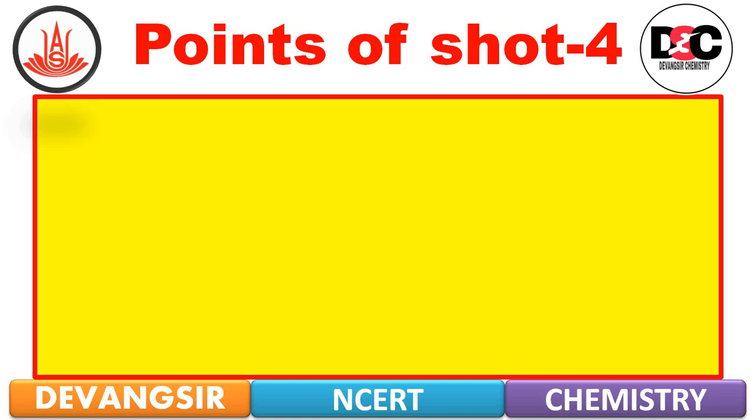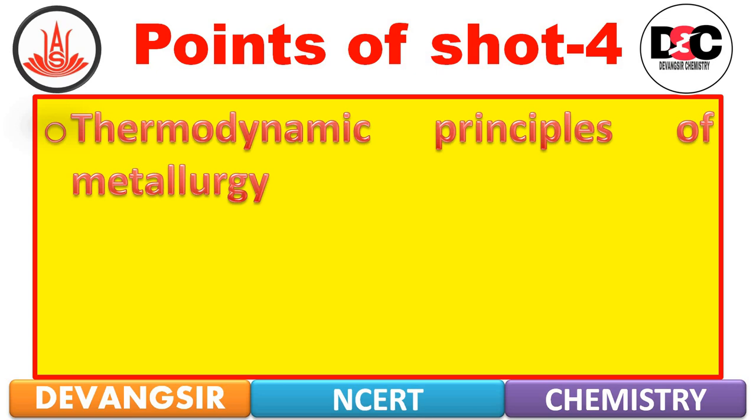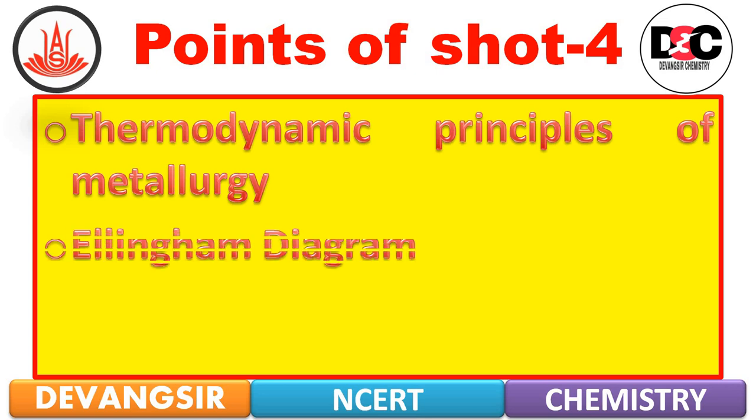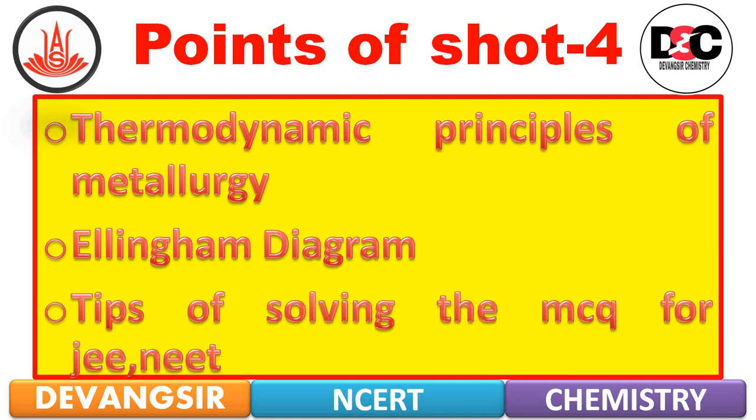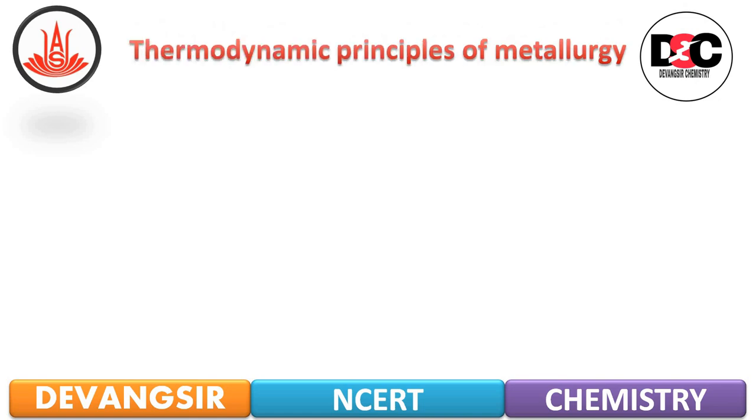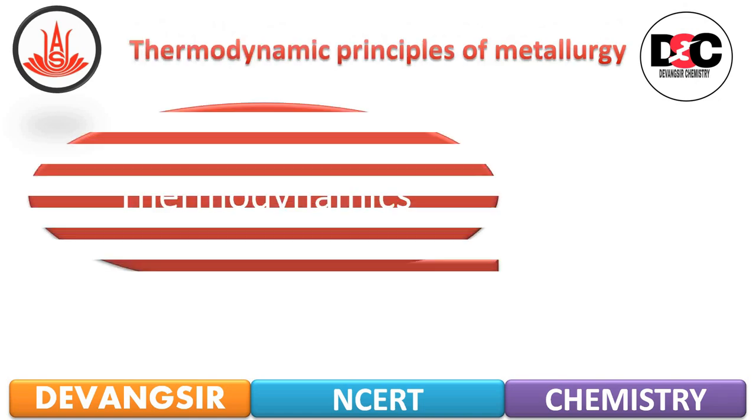Now in this short 4, I'll brief you first on what we are going to discuss. First we'll start with the thermodynamic principles of metallurgy, then the Ellingham diagram, and tips for solving MCQs for JEE and NEET. So let's begin it. The first topic is thermodynamic principles of metallurgy.